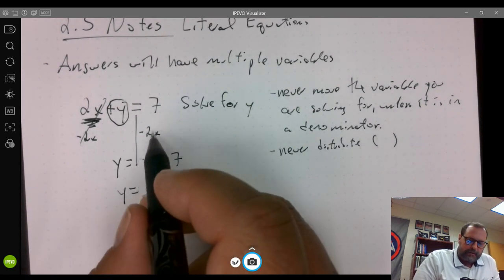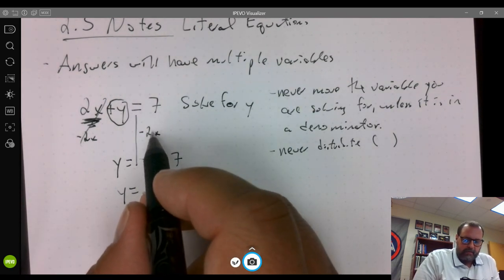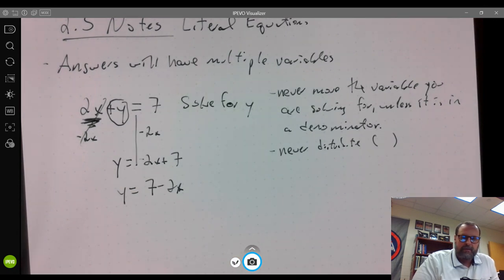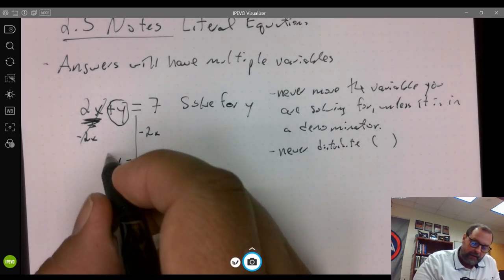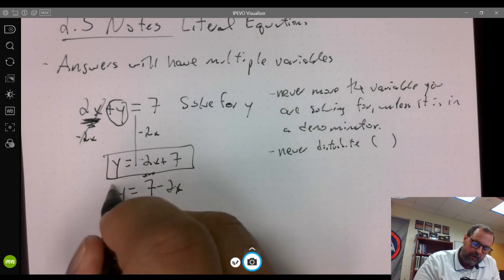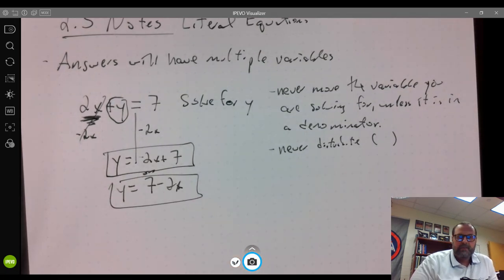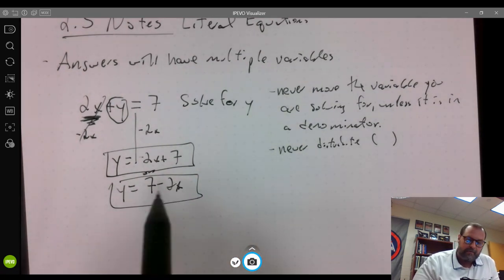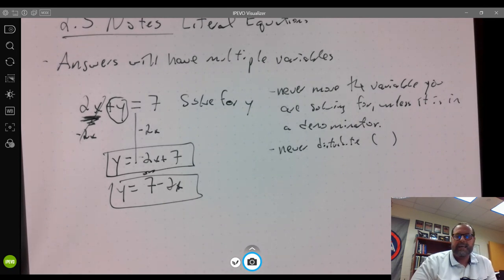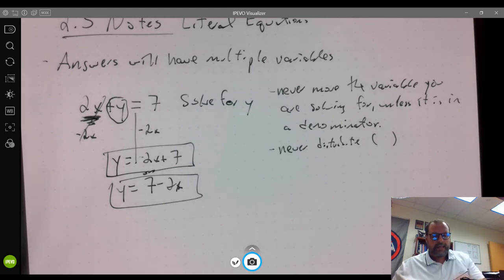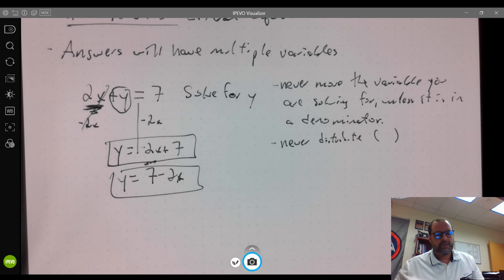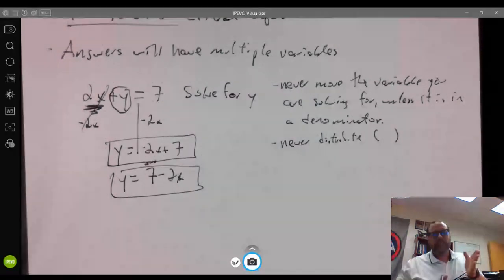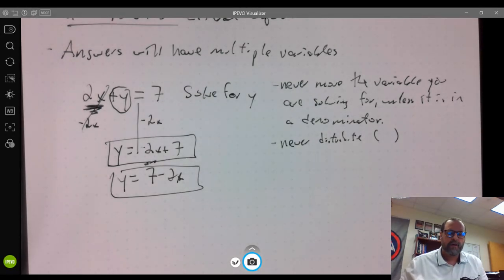Now, how do you know that's it? Like, Mr. Waz, what'd you do? Well, negative 2x and 7 are not like terms. So what's negative 2x plus 7? It is literally negative 2x plus 7. That's it. We're done. This or this is our answer. So you can see answers are going to have multiple variables in there. I'm not getting x equals 2. Literal equations are really just, at least to me, I think of it as you're rearranging the equation. You're solving for another variable.